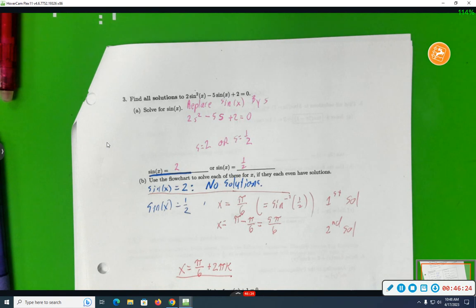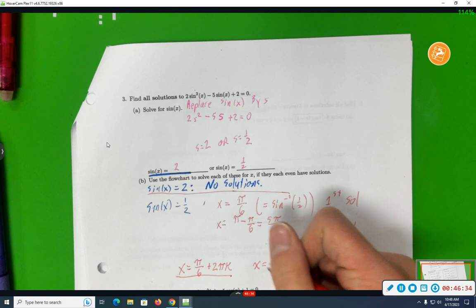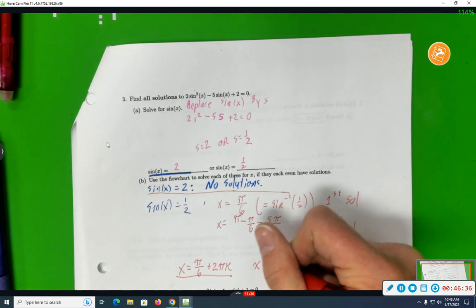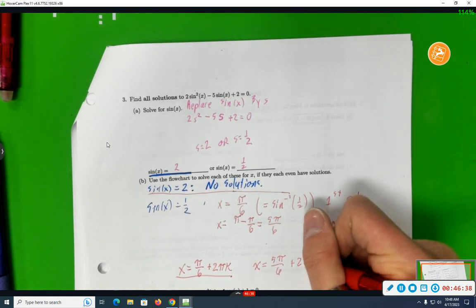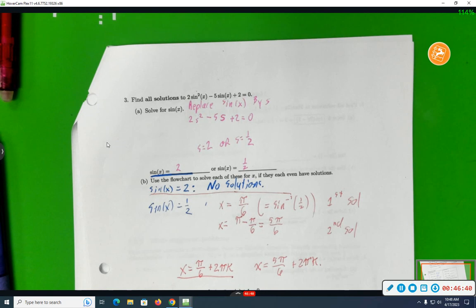Cool. Is pi over 6 what you said? No, I forgot that it was. Oh, okay, so you had 7 pi over 6. That's an easy mistake to make. So now that we have the second solution, add 2 pi k to get all of them.